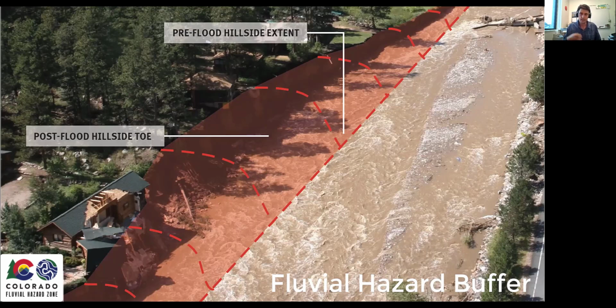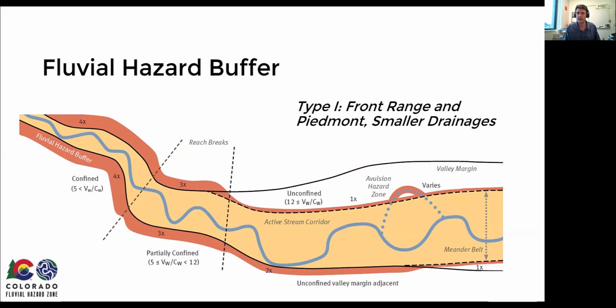So by mapping the fluvial hazard zone in this area, these homeowners and any other infrastructure could have known that they were in a hazardous zone, even though they thought they might have been high and dry based on a FEMA floodplain map alone. So we have different methods for mapping the fluvial hazard zone based on different kinds of rivers. The main one that I'll talk about is called Type 1 for Front Range and Piedmont streams, as well as smaller drainages across the state.